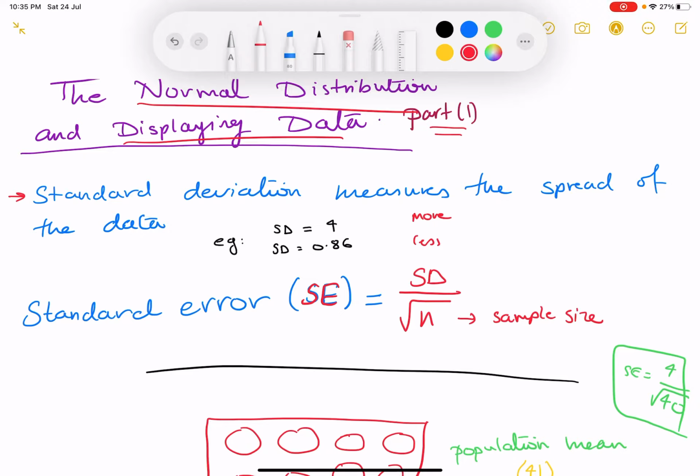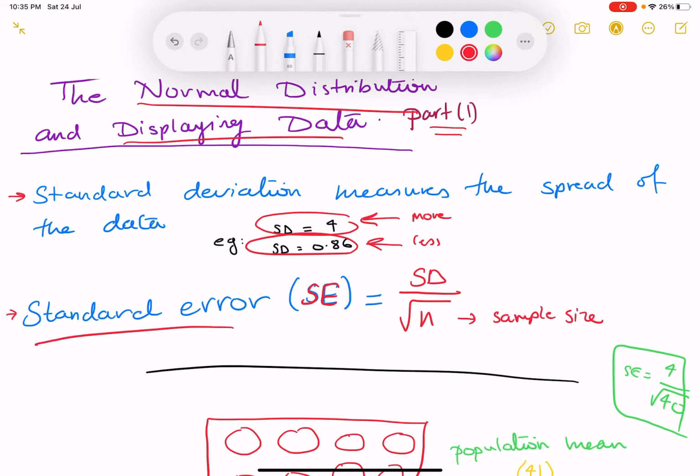So if you have data with a standard deviation of 4 and another one with a standard deviation of 0.86, then the first one has more variability and it's more spread out, while the second one has less variability and it's less spread out. Okay, and we're going to learn a new concept.